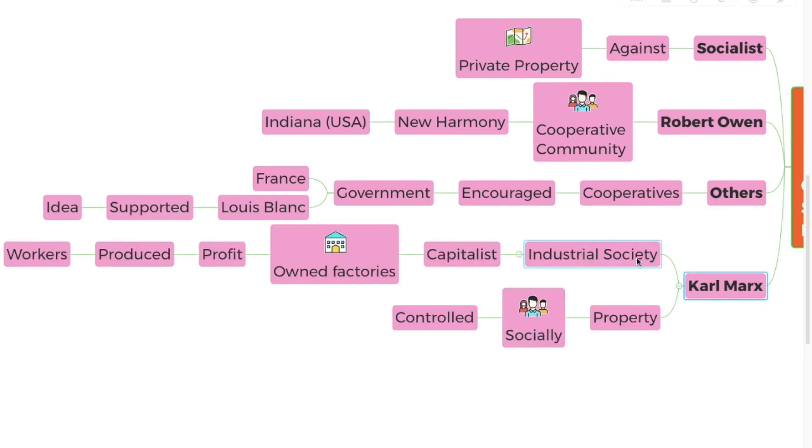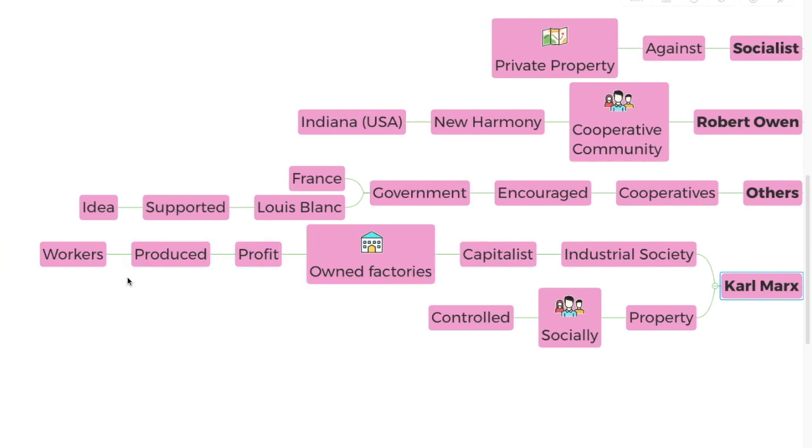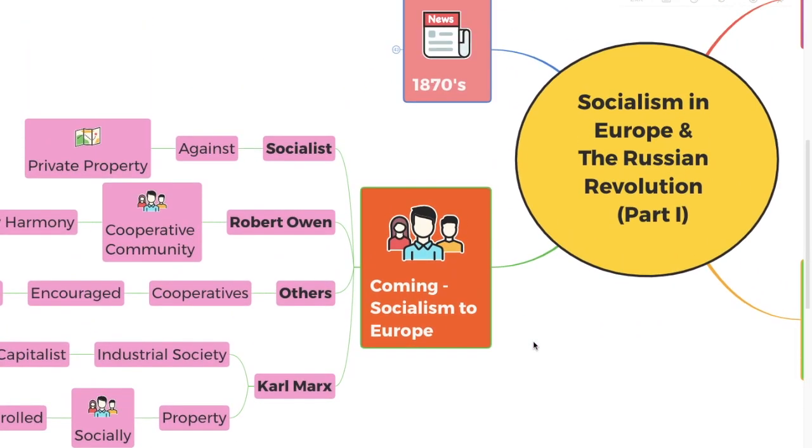He believed that the industrial society is owned by the capitalist and the profit was produced by the workers. He believed that the property should be socially controlled. Let's move on to the final part.